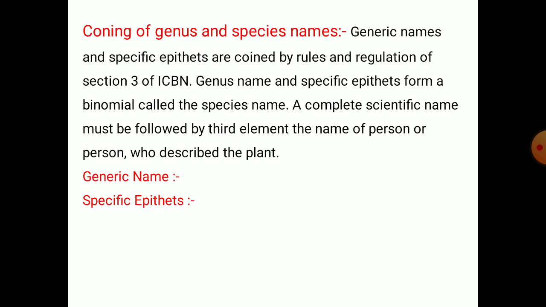These are all the parameters taken into consideration while giving the name to the plant, especially the generic name as well as the specific epithets. Now here ends the botanical nomenclature, and the article that we have been covering is finished.